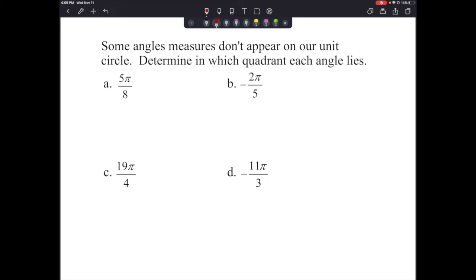The first one we have is 5 pi over 8. Mathematically, we could figure out how many radians it is and then figure out where it is by comparing it to the total number of radians in a circle. However, if we wanted to draw it out, sometimes that's the better way to do it. So I'm going to draw my x-axis first, and anytime my denominator is even, I'm going to draw in my y-axis.